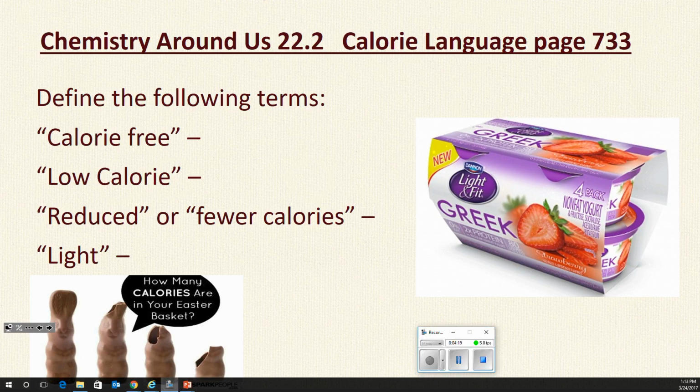Okay, so what does calorie-free mean? So it's really not calorie-free, right? It's less than 5. Okay, low calorie, what does that mean? Less than 40. And reduced or fewer calories, how do they get that? 0.5% less. That is not a lot. And what does light mean? 50% less fat.